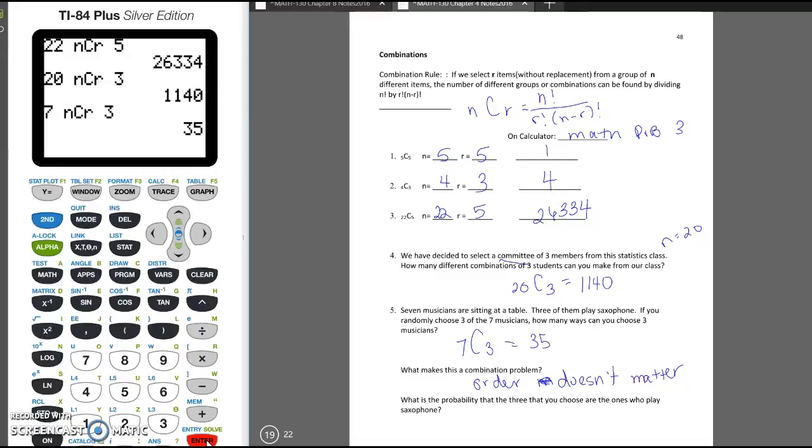So the probability that you choose the ones who can play saxophone, well, there's only one group of 3 that plays saxophone. So it'd be 1 over 35. If you were choosing just one group, the probability of getting the exact group that all 3 of them play saxophone.